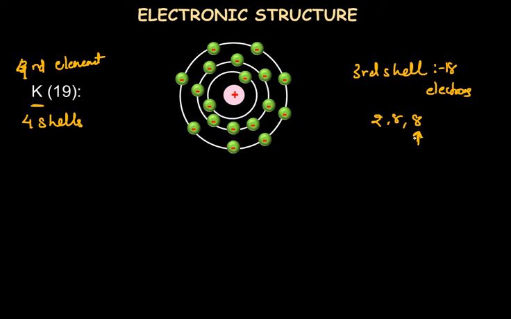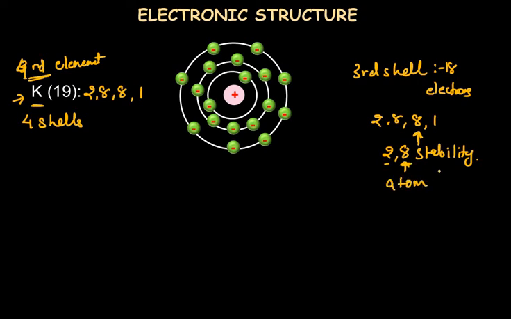But that's not happening. The remaining 1 electron goes in the 4th shell, and that is why potassium is kept in the 4th period. So here the electronic arrangement is 2, 8, 8 and 1. Now the question is why? The thing is that the numbers 2 and 8 give stability to the shell. Now if the outer shell is stable with either 2 electrons or 8 electrons, then the atom gains stability.